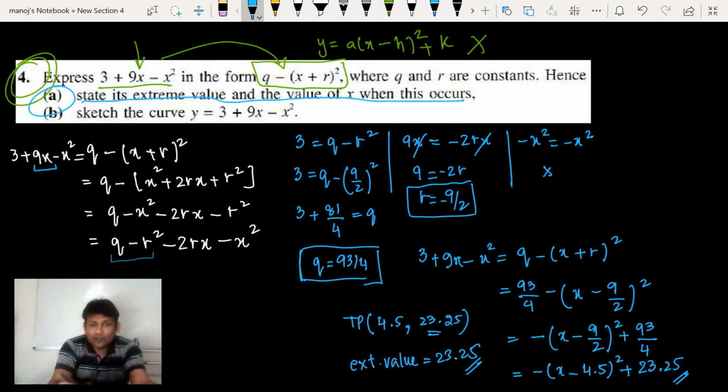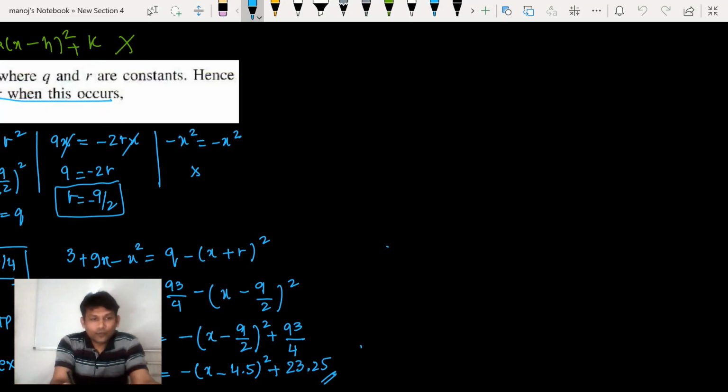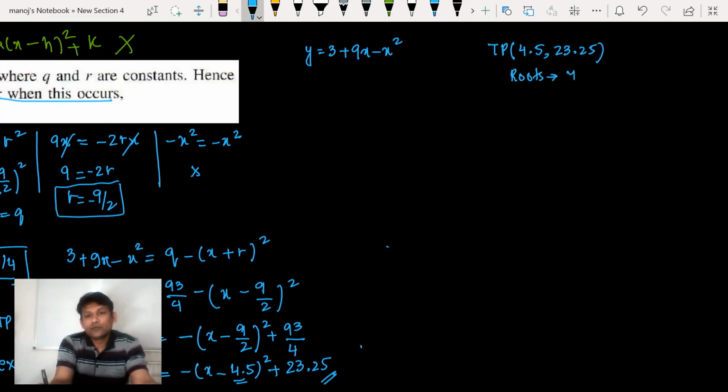Sketch the curve. Okay, we can sketch the curve, there is no problem. And to sketch the curve, what equation do we have? y is equal to 3 plus 9x minus x square, and in the other form, the turning point we have found is 4.5 comma 23.25. Okay, what we need is roots. Root means y is equal to 0. Okay, put y equal to 0 here.